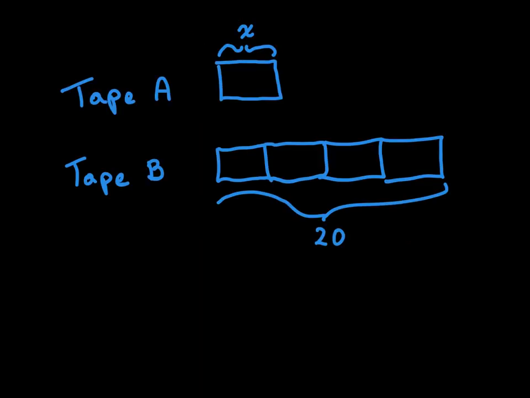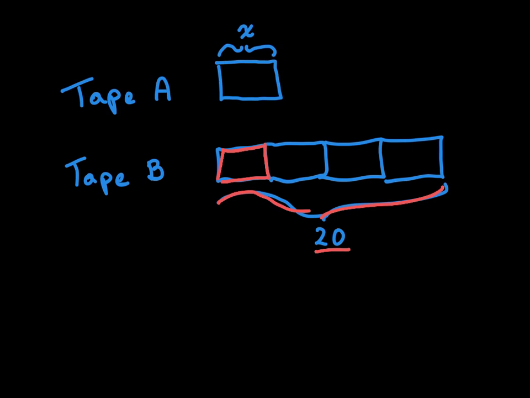Continue on with another tape diagram. Tape A we do not know, but we do know that tape B, all 4 of these boxes, is all worth 20. So we have to know how much is just one of these boxes, and that's what we're going to be solving for, x.